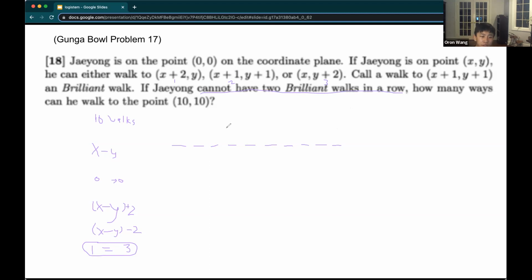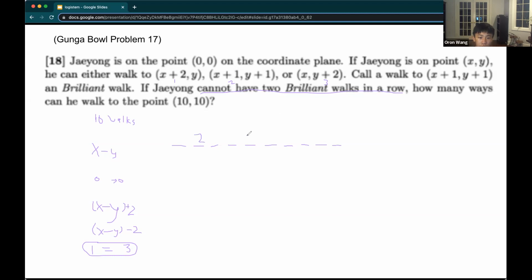So obviously, if there are 10 2s, then no matter how we arrange them, there's only one way to arrange them. He'll have 2 brilliant walks in a row, which is impossible. Similarly for 8 2s and 6 2s, that'll be the same case. There'll be 2 2s in a row. So then we start with the case that there are 4 2s.